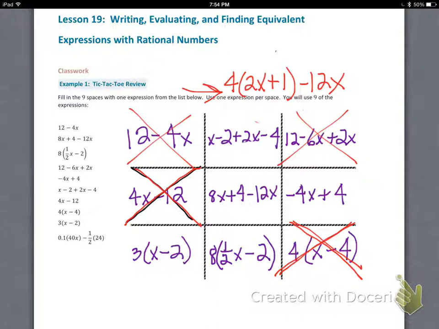Okay, welcome back. Let's go ahead and solve this together. I'm going to first use my distributive property here. 4 times 2x is 8x. 4 times positive 1 is 4, plus 4. And then minus 12x. And again, remembering that we need to then combine like terms.